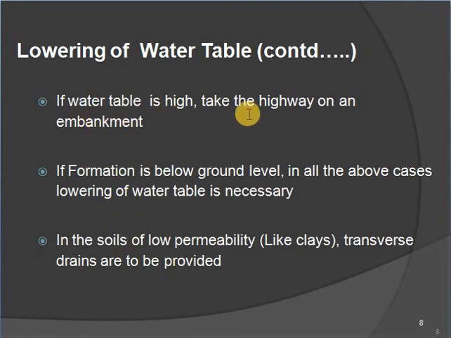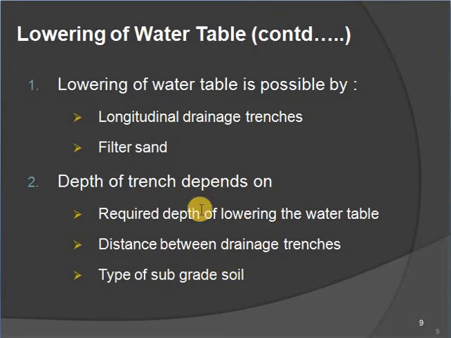If the water table is high, take the highway on an embankment, and if the formation is below ground level, in all the above cases lowering of water table is necessary. In soils of low permeability like clays, transverse drains are to be provided. Lowering of water table is possible by longitudinal drainage trenches, filter sand. The depth of trench depends on the required depth of lowering the water table, the distance between drainage trenches, and the types of subgrade soil.